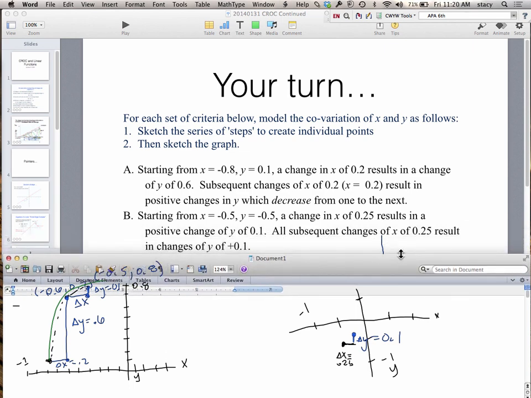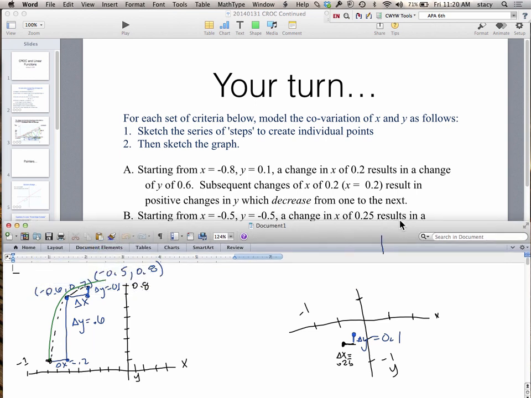So if the change in y is always the same relative to the change in x, then we are in fact describing what kind of relationship? The constant rate of change relationship. And so if I were to keep creating steps, right, I'd end up with some sort of linear graph. It doesn't actually go through the origin, but some sort of linear graph, okay?